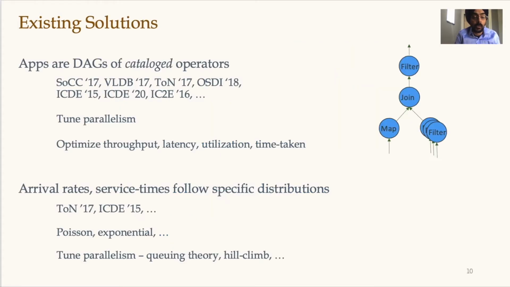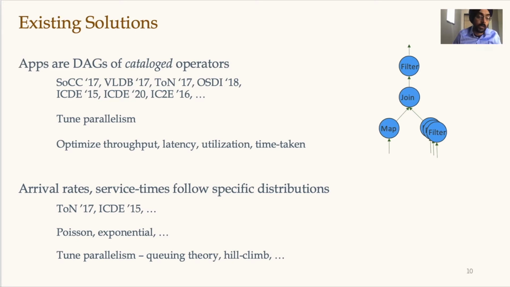And if you look at existing work on building such controllers, they can broadly be categorized into two categories. First, we have work that relies on apps being a DAG of well-known cataloged operators like a map, a join, filter, and so on, with predictable performance and resource characteristics. And this work then focuses on tuning parallelism for different stages of the apps to optimize for throughput, latency, resource utilization, time taken for tuning itself, and so on.